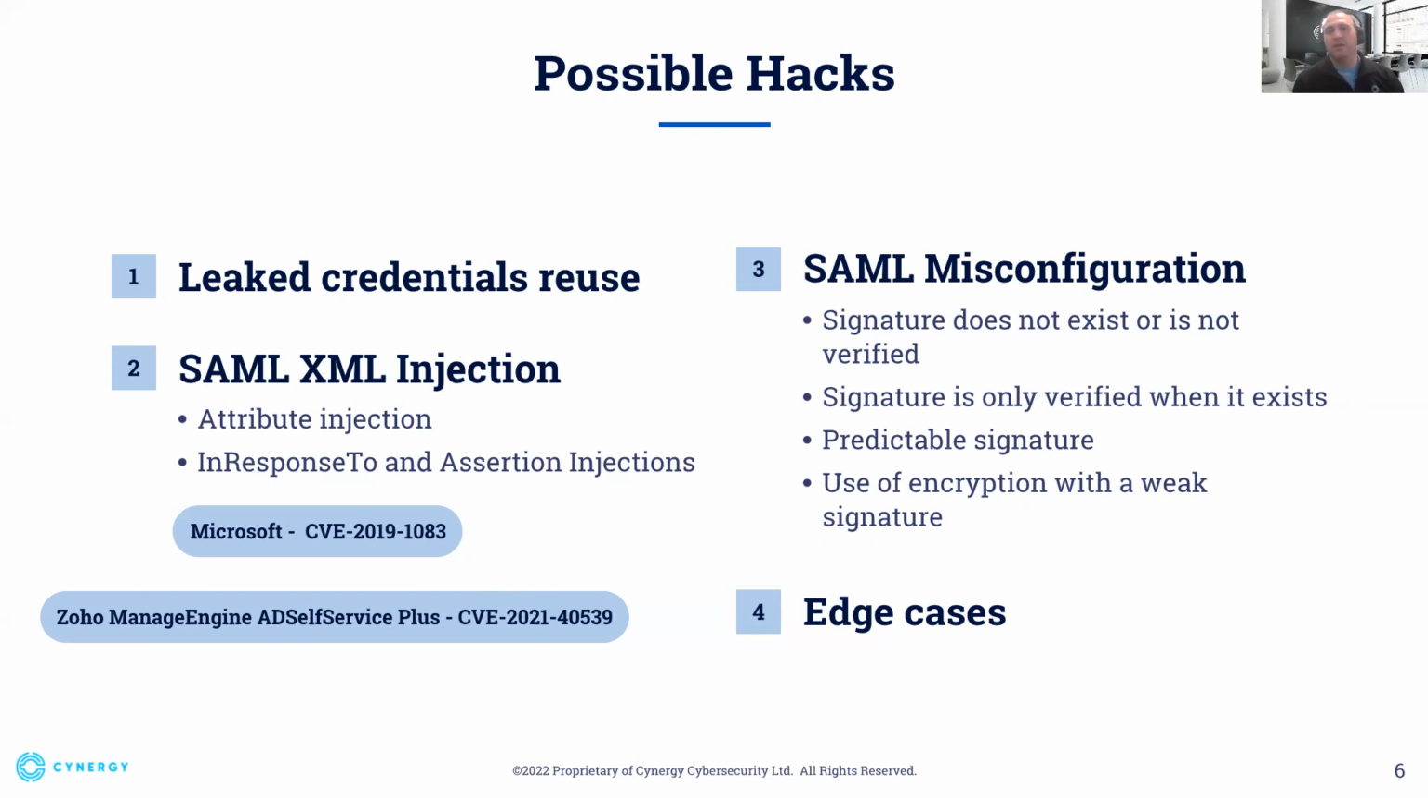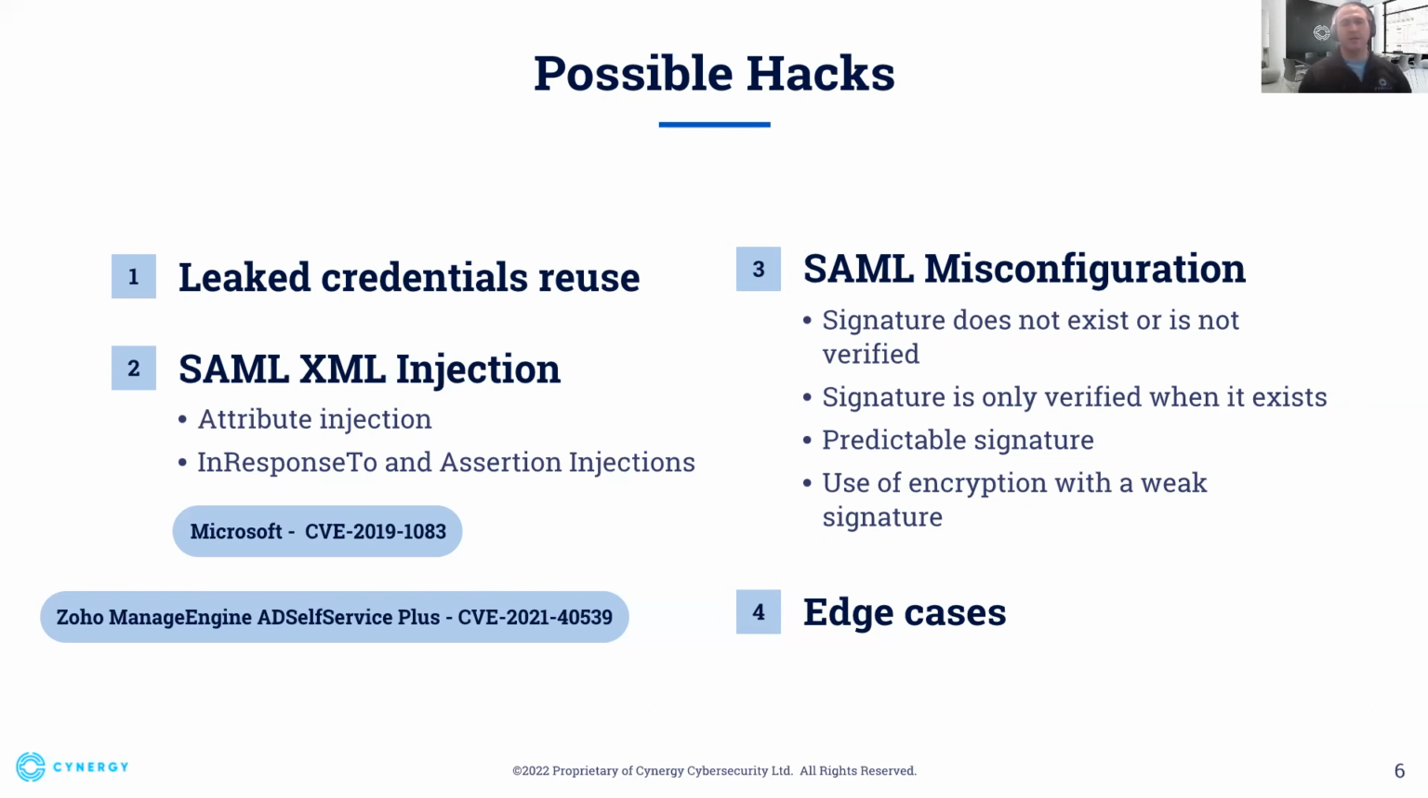The third thing that you can do in order to hack SAML or SSO is SAML misconfigurations. In order to pass a specific SAML, there are verifications or signatures. So sometimes the signature does not exist or is not validated or verified by the server side. Sometimes a signature is only verified when it exists, so you can just send a request without the signature.